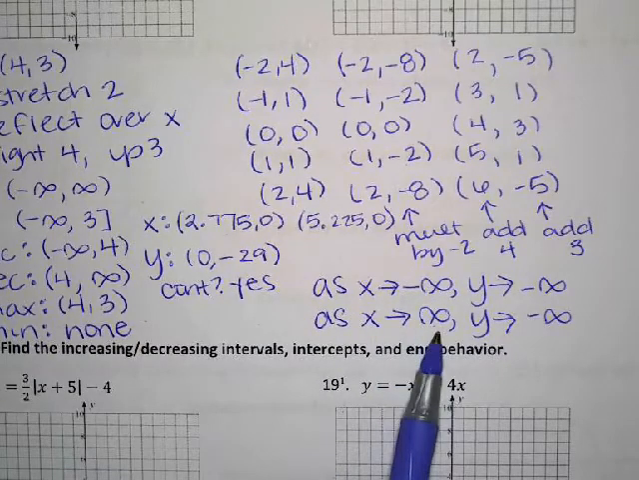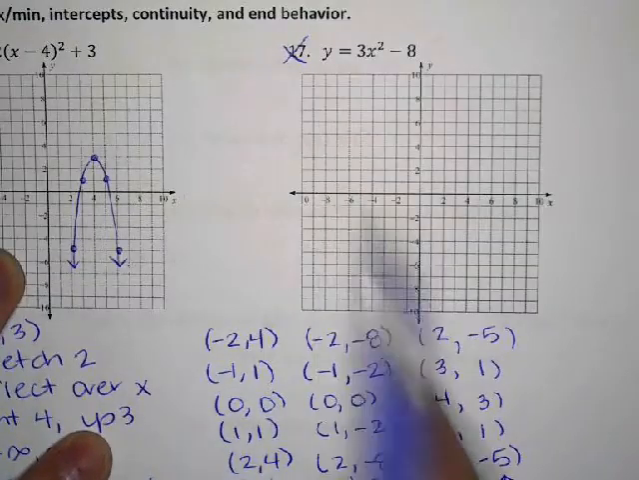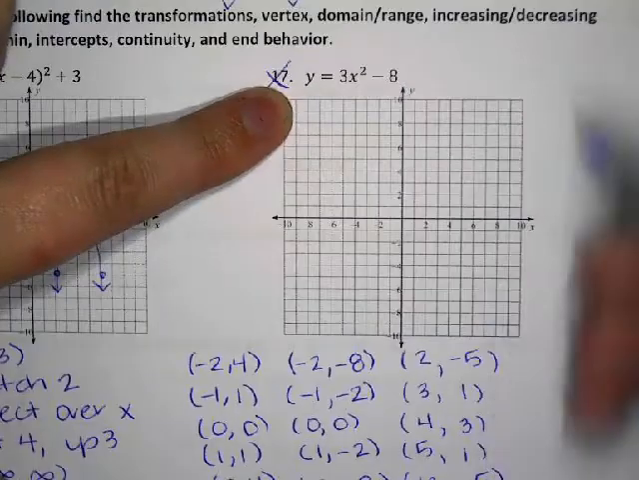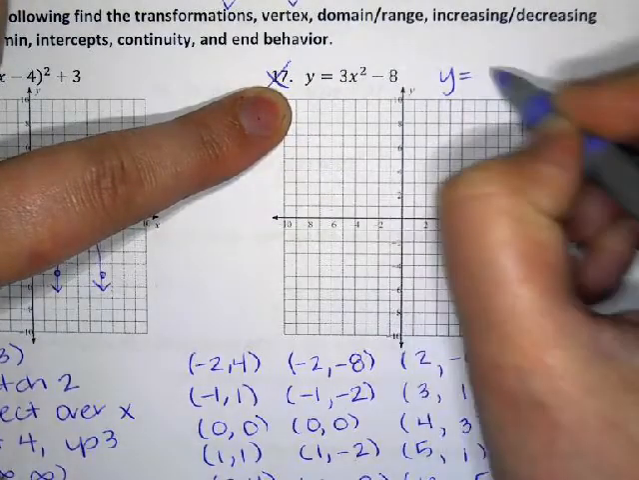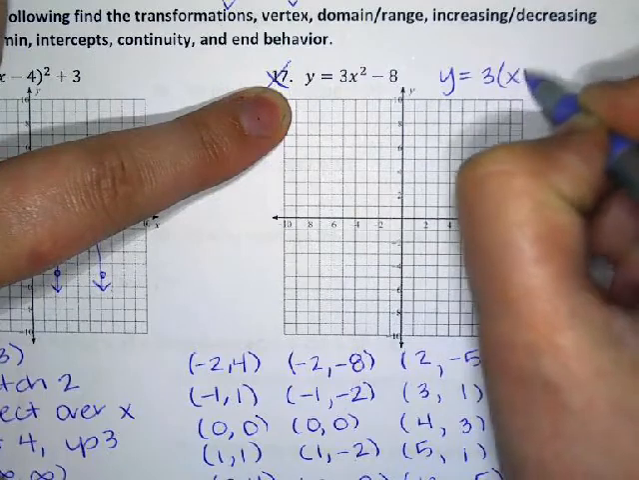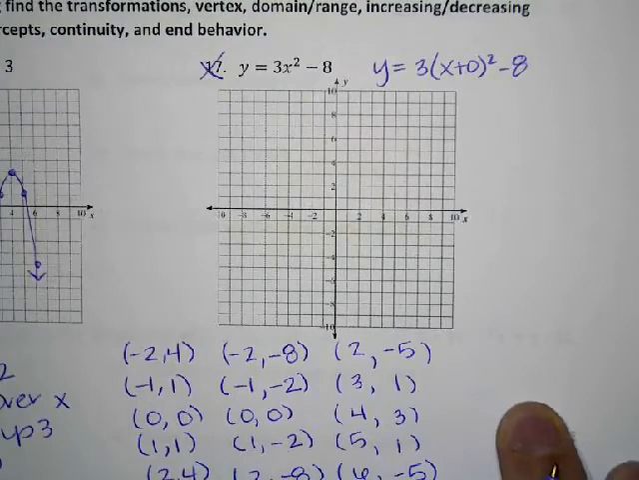If we were to graph this one and not do it by hand, 3 times x plus 0 squared minus 8, I'm just going to put a 0 in there so we can find our vertex easily. What would the vertex be? It would be 0, negative 8.